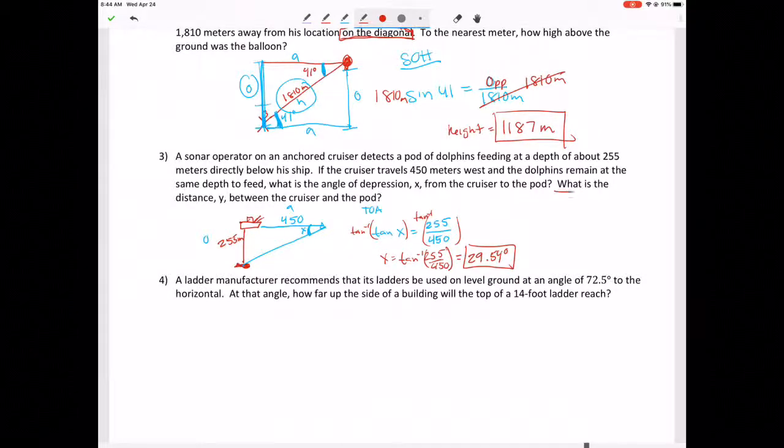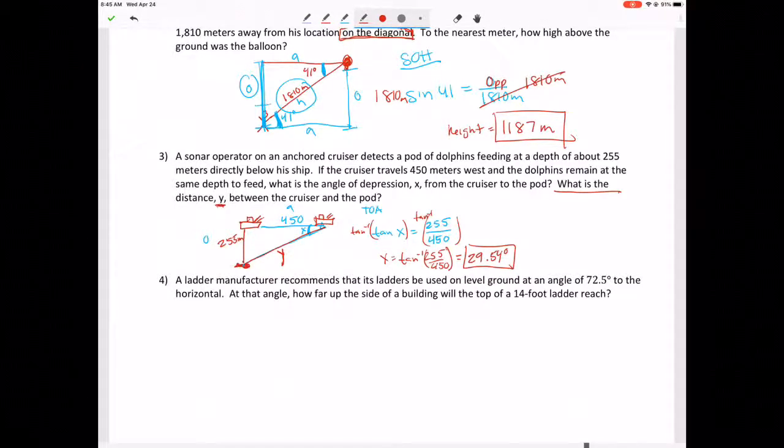And then the next question is, what is the distance y between the cruiser and the pod? So let's say this would be y. That's the distance between the cruiser in the new location. So here's my cruiser. He moved over there. And we want to find that. There's two ways we can do this. We can use the Pythagorean Theorem because we know the two sides.